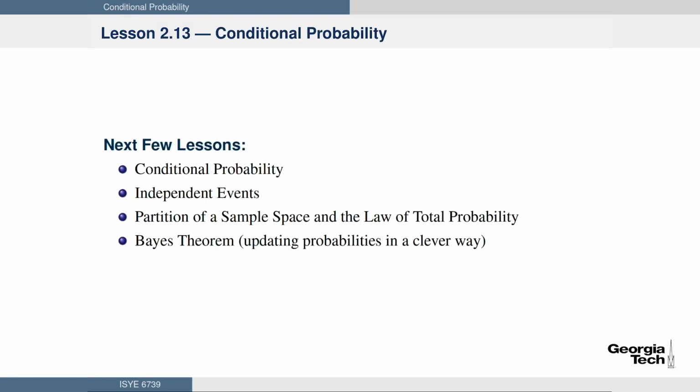Here's what's coming up in the next few lessons. Besides this lesson, we'll talk about independent events, and then how we make a partition of a sample space and derive the law of total probability. We'll then discuss Bayes' theorem to end the module, which concerns updating probabilities in a clever way.